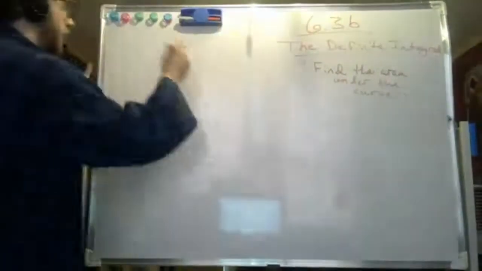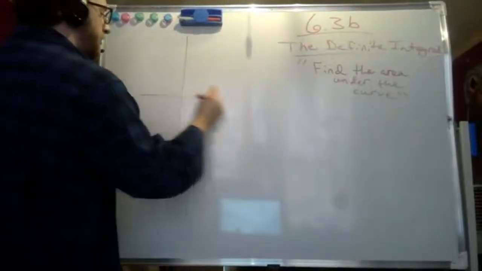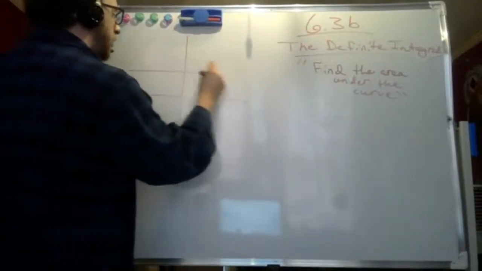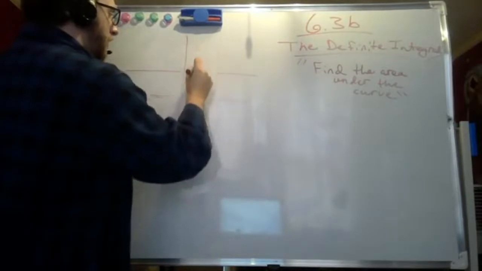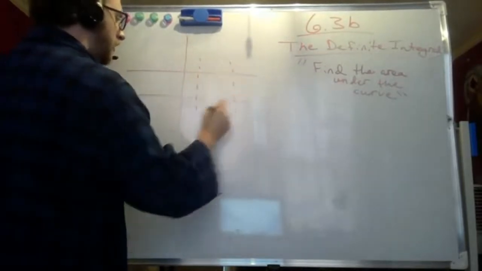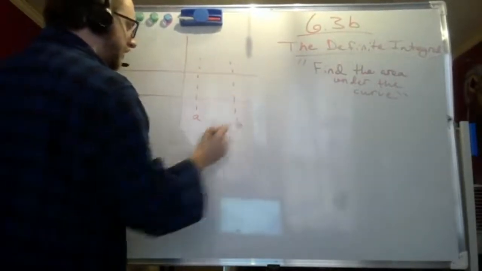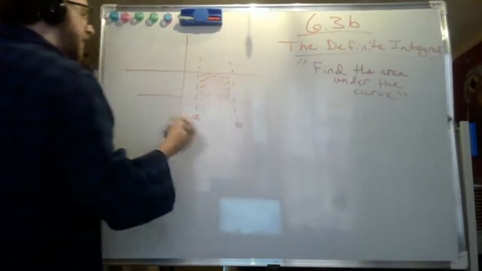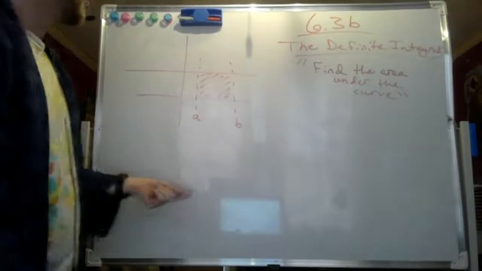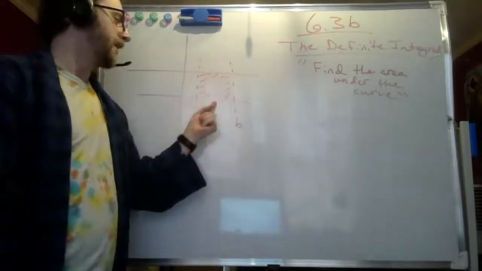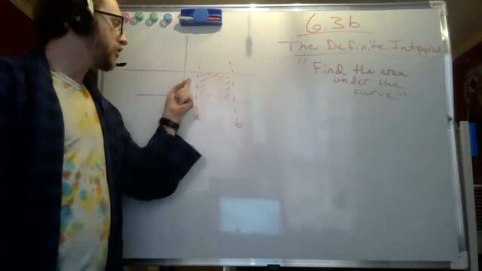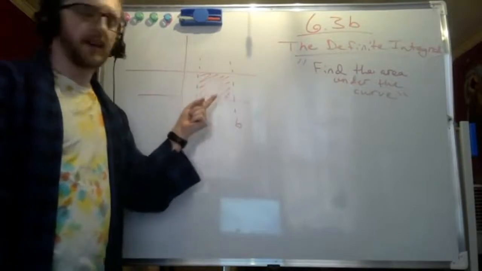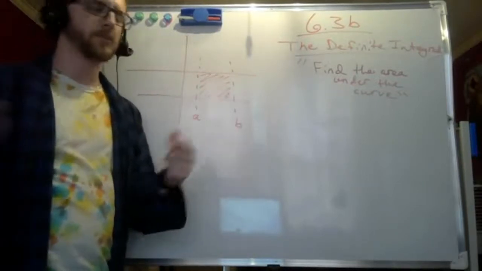Well, if you think about it, if we have a simple function that's a flat horizontal line, and maybe I'm looking at this function from A to B, then all I have here is a rectangle. And to find the area under the curve, which is the area between this line and the x-axis, all I got to do is length times width, and I've got the area. So why would I need integrals?